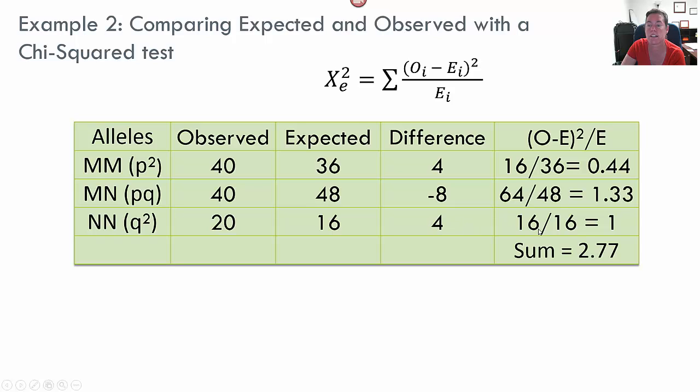4 times 4 equals 16. We then divide that value by the expected frequency. So the expected frequencies would be 36, 48, 16. So 16 divided by 36 is 0.44. 64 divided by 48 is 1.33. 16 divided by 16 equals 1. We sum these values and it gives you 2.77.